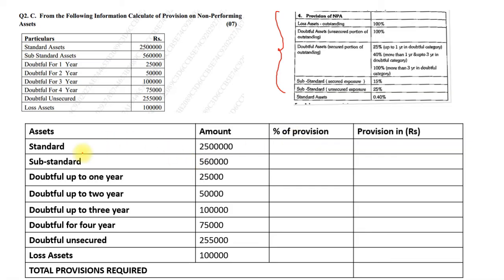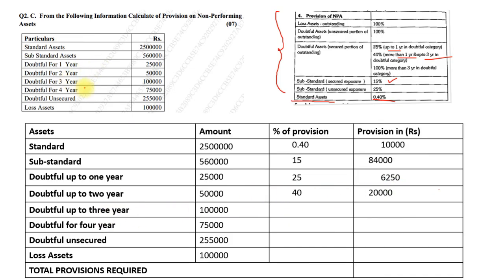Now we start with the provision. First, standard. Standard asset percentage is always 0.4. So 25 lakh into 0.4% comes to 10,000. Substandard, if nothing is mentioned, we always have to consider as secured. So it's 15%. 5 lakh 60 into 15% will come to 84,000. Doubtful up to 1 year is 25%. So 25% of 25,000 is 6250. Doubtful more than 1 year up to 3 years is 40%. So 40% of 50,000 comes to 20,000.